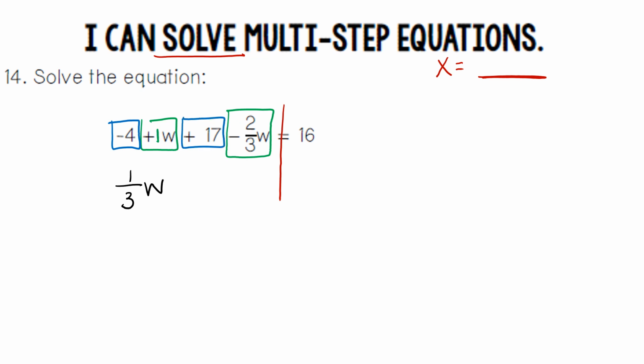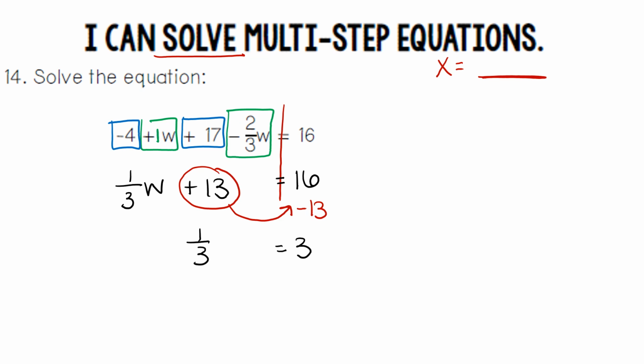-4 plus 17 gives us a positive 13. Once you've combined your like terms together, then we can go ahead and solve the problem. Remember, we move the piece that does not have the variable. 13 becomes a minus 13 because we do the opposite. Instead of plus, we do minus. 16 minus 13 gives us 3. The 1/3 w stays the same because we did not use that part of the problem yet.